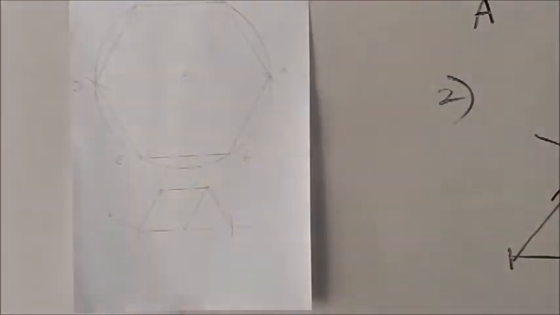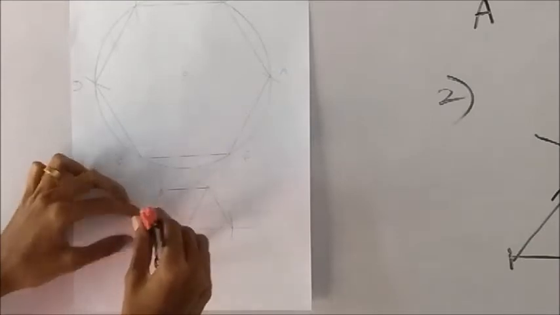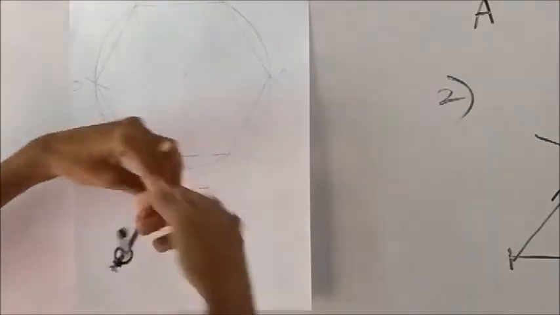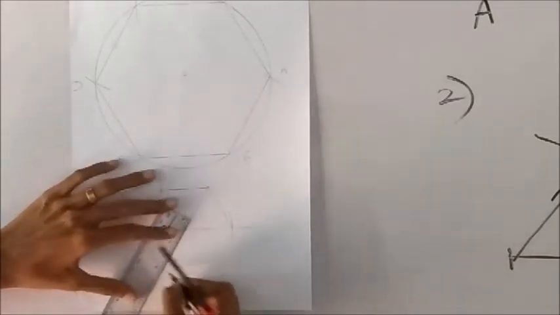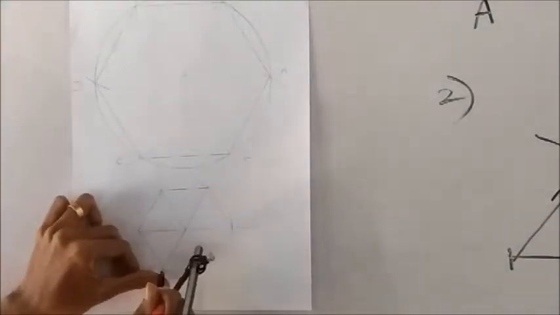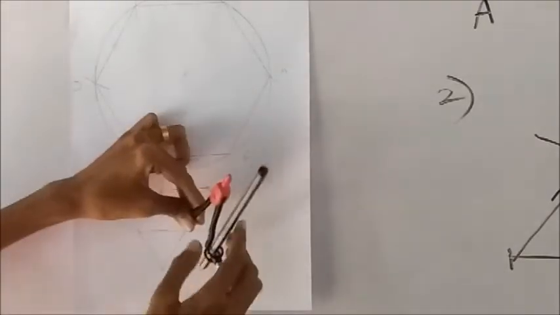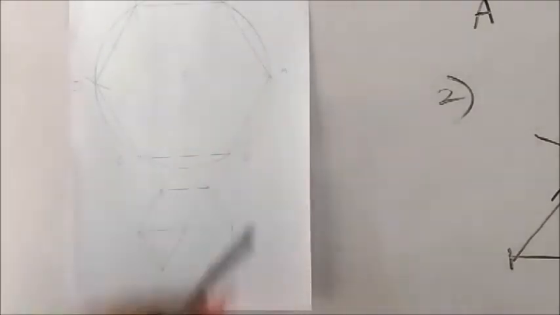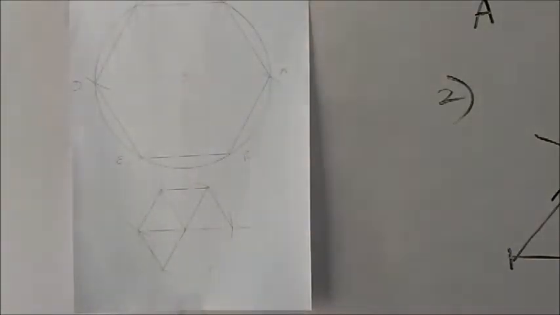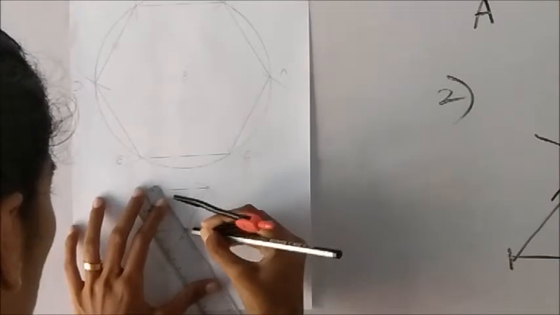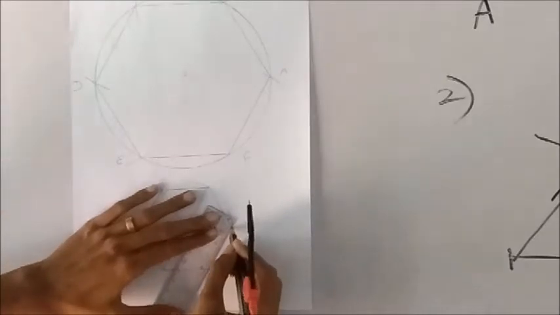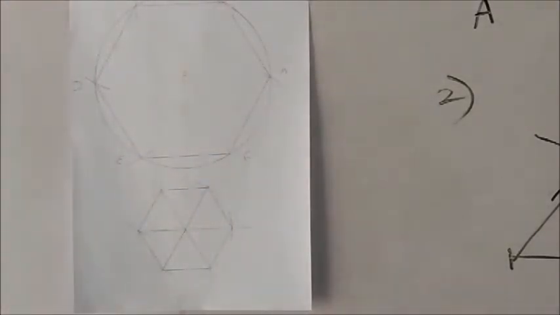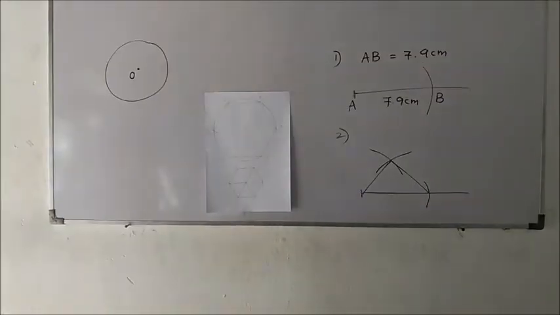You can continue the same procedure. Last point, starting point, next last point, starting point. Now simply you can join this point here. Regular hexagon.